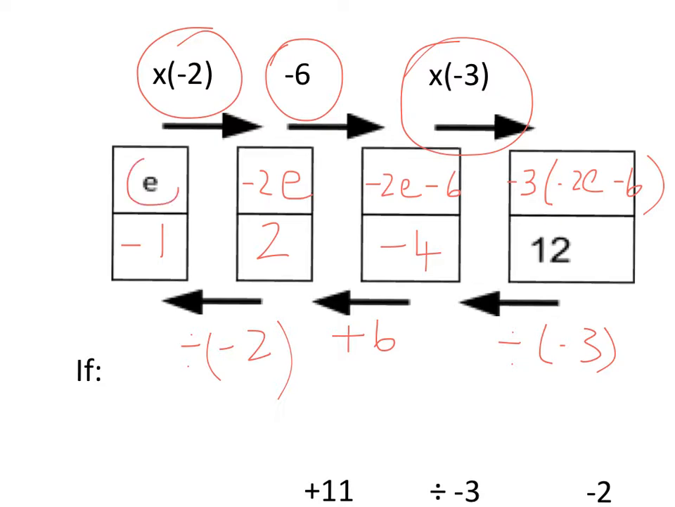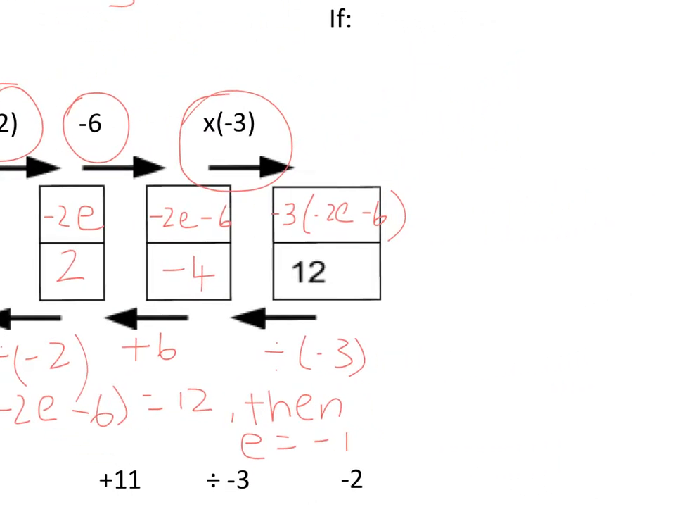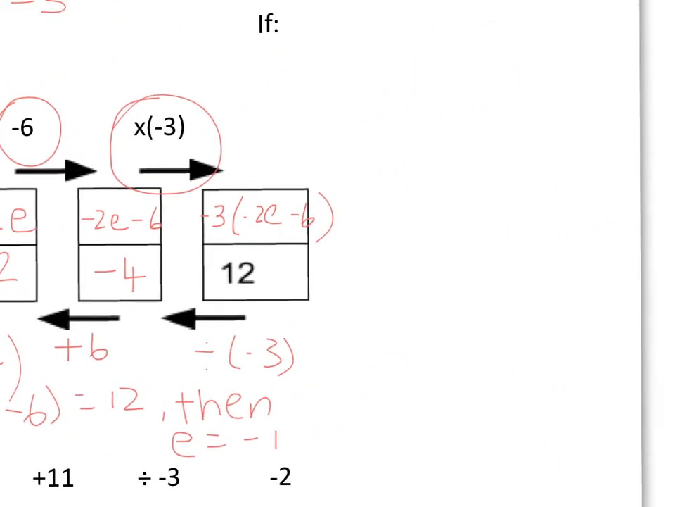Therefore e should equal negative 1. Let's put our statement in. If negative 3 times (negative 2e minus 6) equals 12, then e equals negative 1. Alright, so if we plug in negative 1 where e is up here, we should end up with 12. Let's make a bit of space and do that over here, and we can double check.